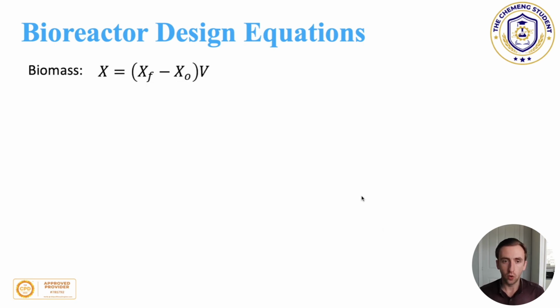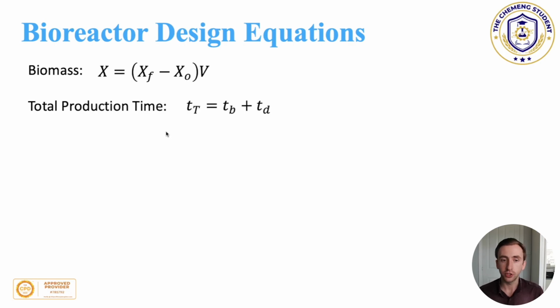Now let's take a look at all of the equations that we're going to use before we apply them to an example. So the first one is the biomass. The biomass is given by capital X, and this is going to be equal to the final biomass, so that will be X_F, minus the initial biomass, multiplied by the working volume of the reactor.